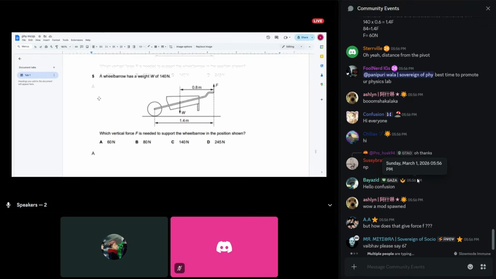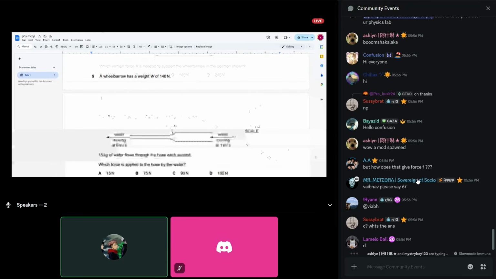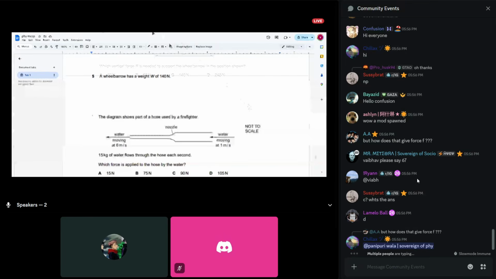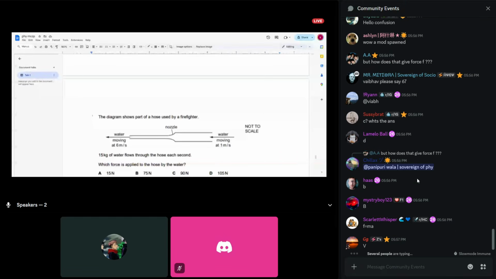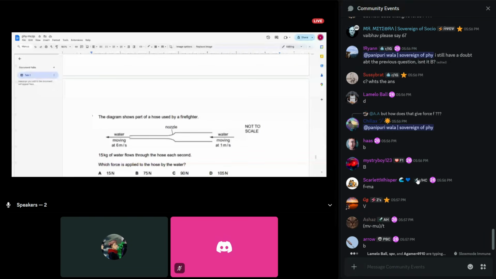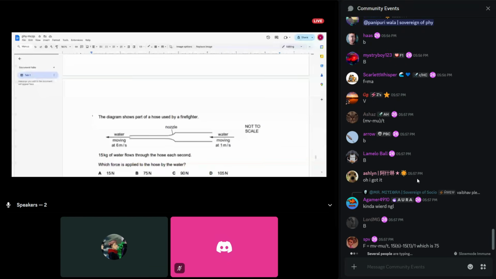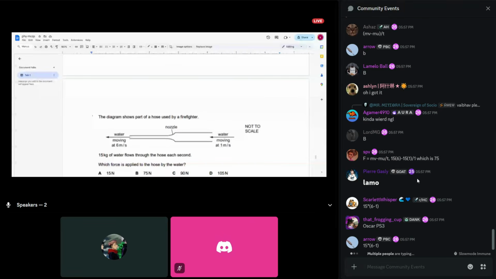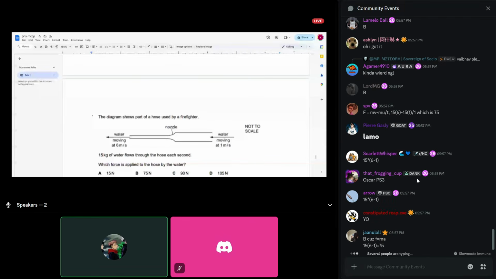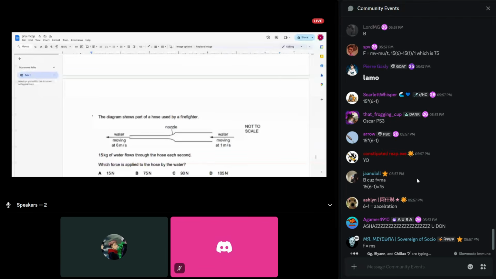Right? Here. Diagram shows part of a hose held by a firefighter. 15 kilograms of water flows through the hose each second. Which force is applied to the hose by the water? All of you are saying B because you saw the answer. Does anybody know the working apart from Ashaz? Correct. 15 into 6 minus 1, exactly. It's just rate of change of momentum. Since time is 1 anyway, we can just consider mv minus mu, which is 75.